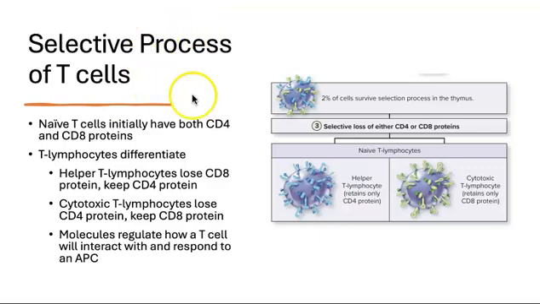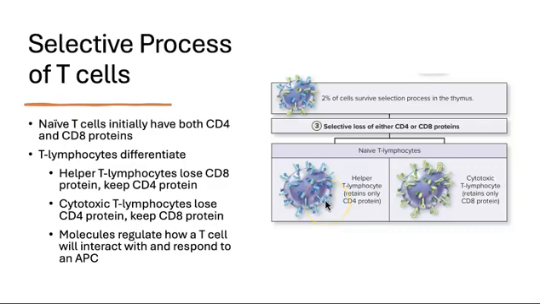Now we go through a selective process for our T cells. We know that our T cells originate in the red bone marrow, and then they're going to travel to the thymus in order to mature. So through thymic selection, we'll eliminate about 98% of those T cells produced. And we then will have 2% that survives that selection in the thymus. So when it comes to what we call our naive T cells, we see that they will have both the CD4 and CD8 proteins on them.